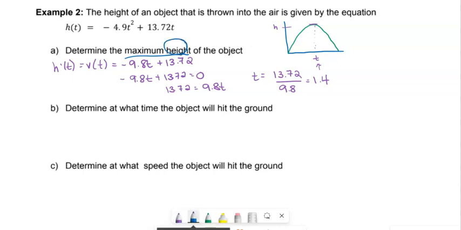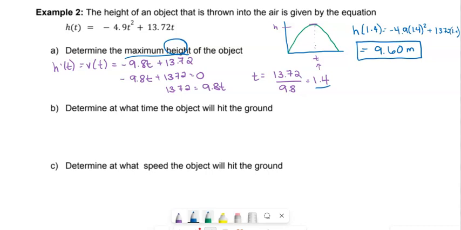That doesn't answer my question, though, because my question was looking for this height. So I want to know what is the height at 1.4 seconds. So I'm going to take my height function again and put this time right into it. Okay, put that in my calculator. Negative 4.9 times 1.4 squared plus 13.72 times 1.4 is going to give me 9.60, and let's give it a unit of meters. So there's my final answer.